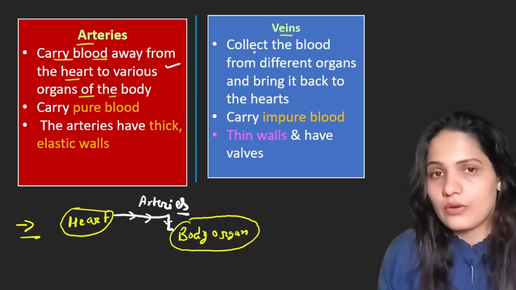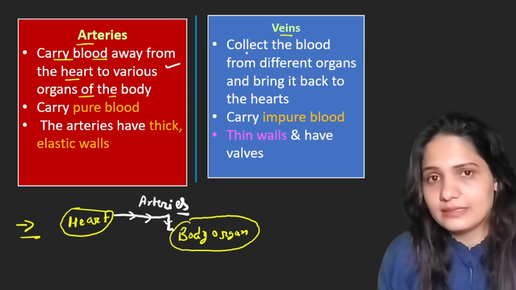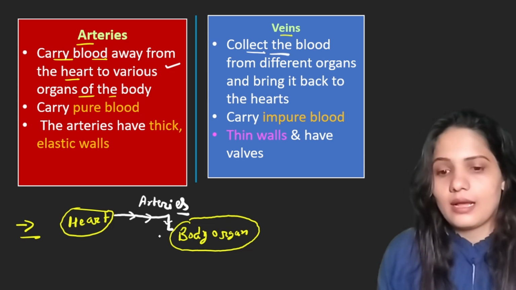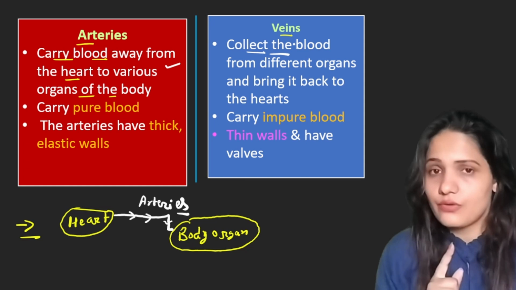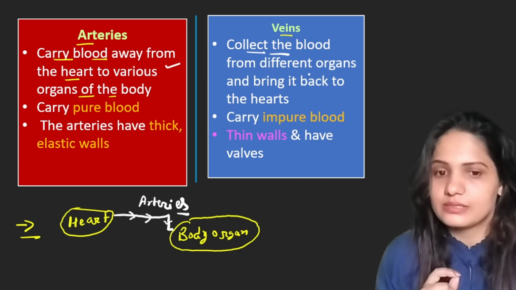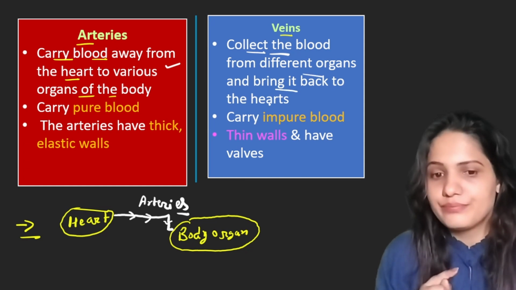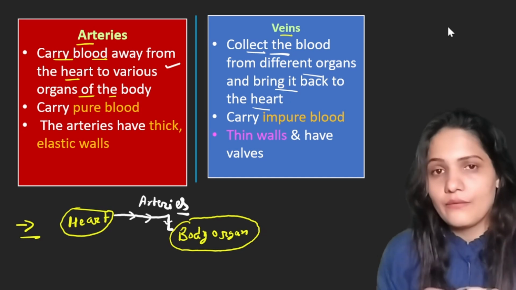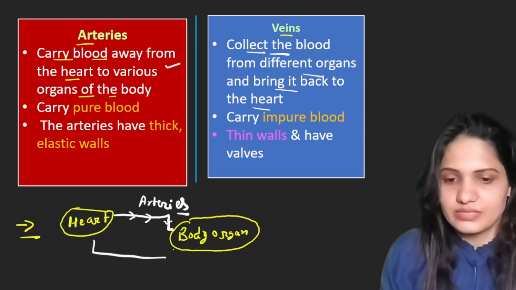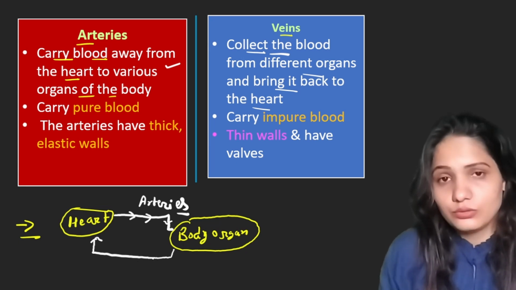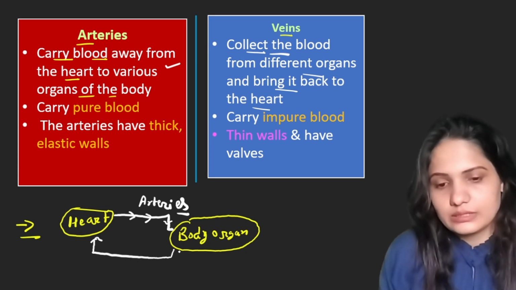Now veins. What are veins? Veins are again blood vessels. The difference is arteries carry blood from the heart to body organs, but in the case of veins, they collect the blood from different organs and bring it back to the heart. What are veins? Veins are blood vessels. A second type of blood vessel we have drawn here. And for this blood vessel, note the arrow direction. This is our body organ.